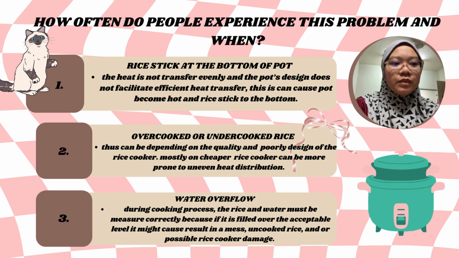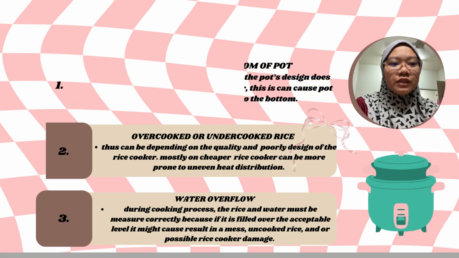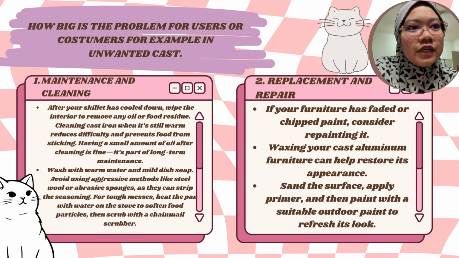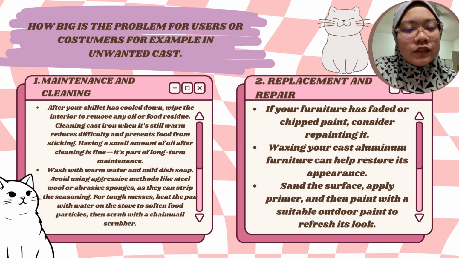The rice and water must be measured correctly because if it is filled over the acceptable level, it might result in a mess, uncooked rice, and or possible rice cooker damage. How big is the problem for users or customers? For example, in unwanted cases.